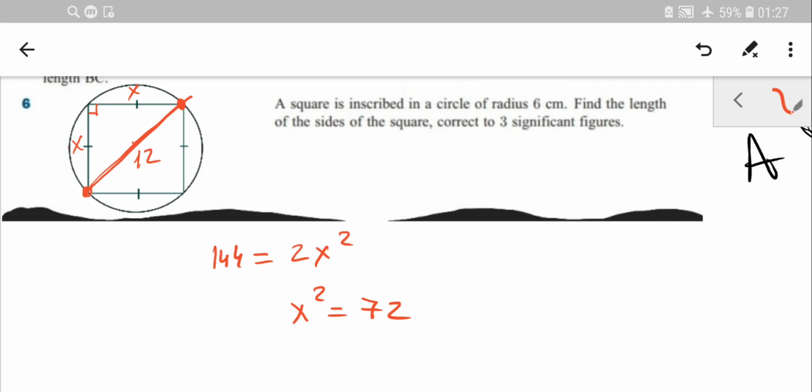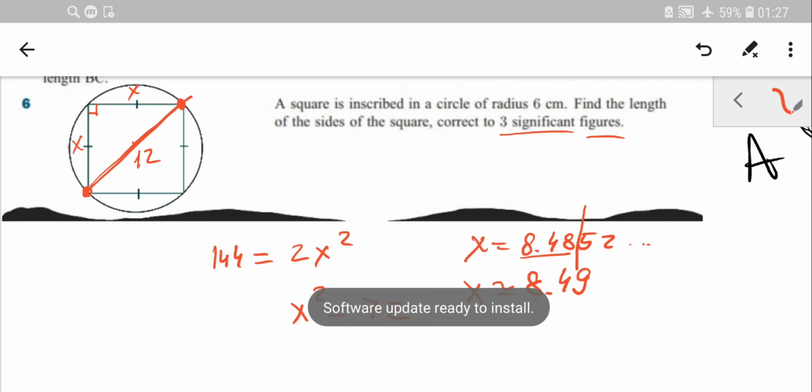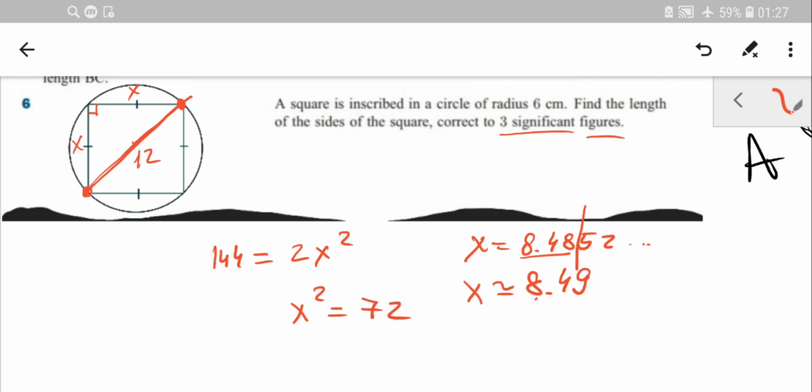So we'll get square root of 72, which is actually about 8.49. But we need to find 3 significant figures, and that's correct. So the complete answer, like on the calculator, more precise, will be 8.4852 and something. Alright, so we cut off the rest, so we have 3 significant figures, and in this case we'll get 8.49 if we round.